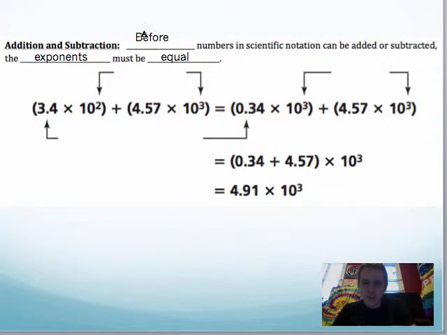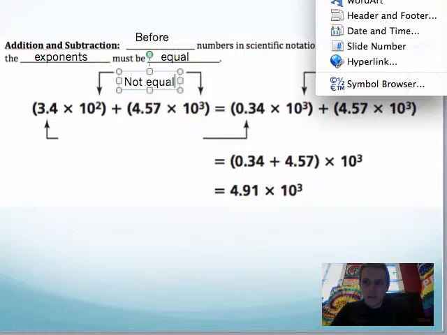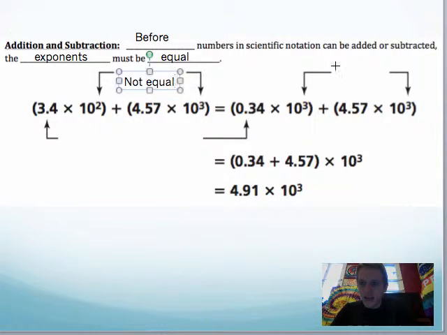So if you look at this example we have right here, in this part, the exponents are not equal. 10 to the 2nd power is not the same as 10 to the 3rd power. Our goal is on this right-hand side, these are equal. 10 to the 3rd power, 10 to the 3rd power. Well, the nice thing about scientific notation, it's not a variable. Your base is not a variable like x or y. We know that the base right here is 10. So we can work with that.